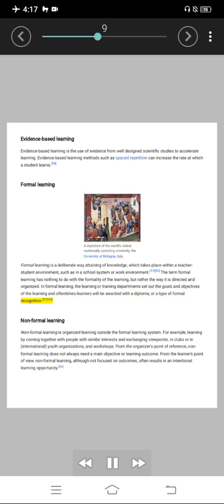Non-formal learning. Non-formal learning is organized learning outside the formal learning system. For example, learning by coming together with people with similar interests and exchanging viewpoints, in clubs or in international youth organizations and workshops. From the organizer's point of reference, non-formal learning does not always need a main objective or learning outcome. From the learner's point of view, non-formal learning, although not focused on outcomes, often results in an intentional learning opportunity.